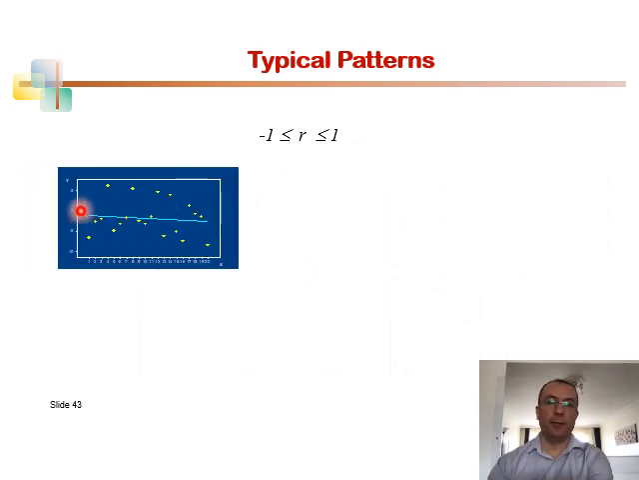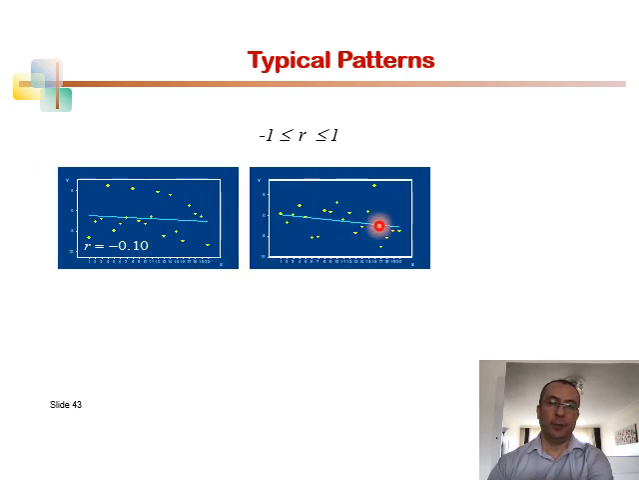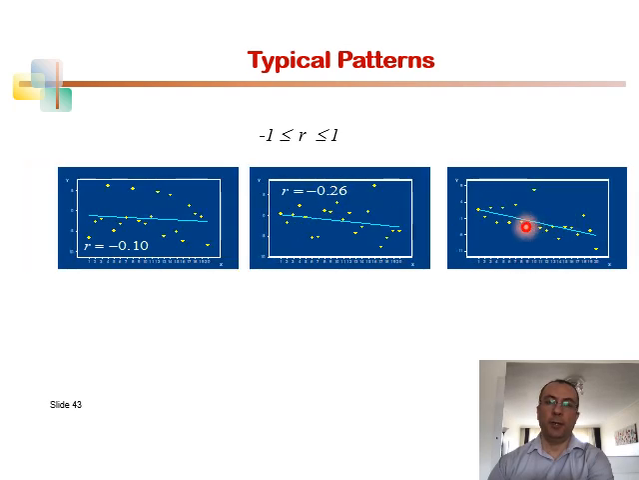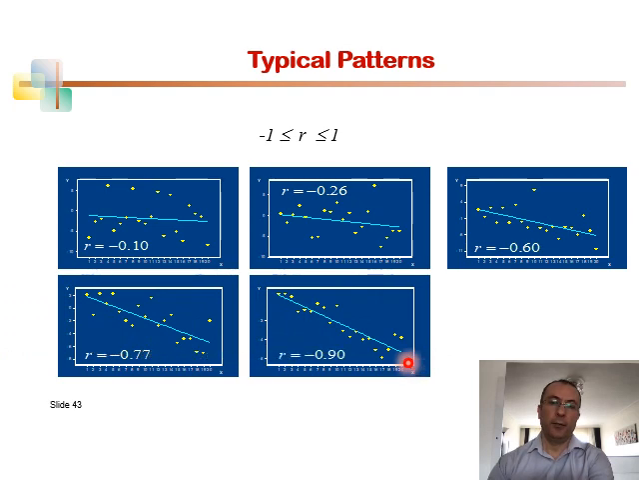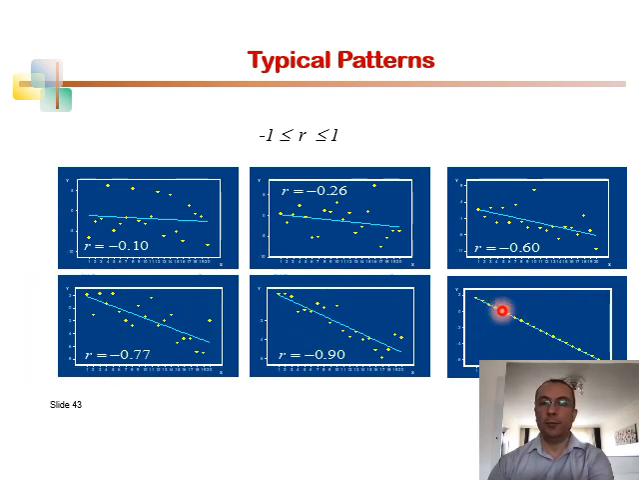Let's look at the negative ones. Almost like 0, but slightly negative, -0.1. Getting stronger, but still negative, -0.26. Here, the relationship between these two variables is getting stronger negatively, -0.6. This one has a correlation coefficient of -0.77. This one is -0.9. And obviously this one is, as you guess, -1.